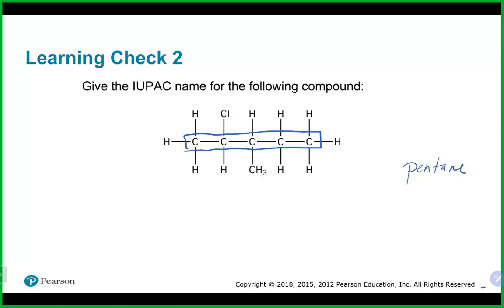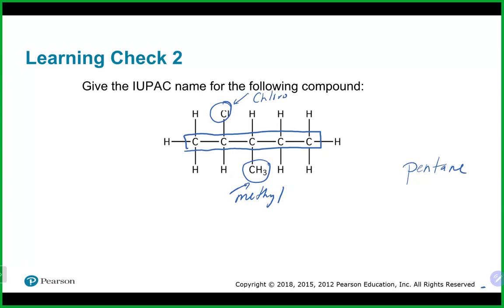Now we've got some groups here. So we have this guy and this guy. Again, here the hydrogens are not really considered groups per se. And we have a 1-carbon group, so that's going to be a methyl group, based off of methane, which has 1 carbon. And this is a chlorine, which is going to be a chloro group in this case.